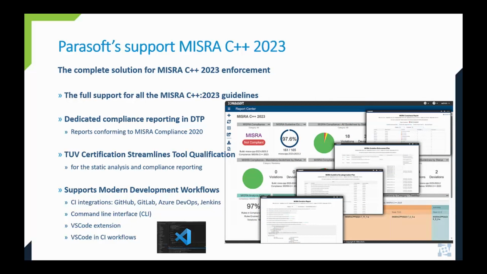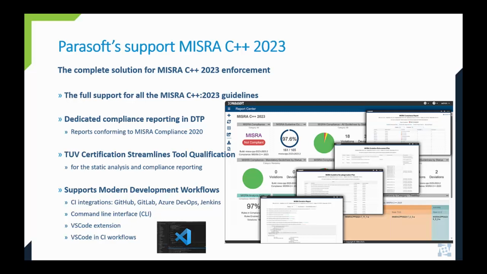DTP also monitors progress towards compliance and auto generates the reports needed to demonstrate compliance. We generate the four required reports as per the compliance standard. These documents consist of the compliance report, the recategorization report, the deviation report, and the guideline enforcement plan.